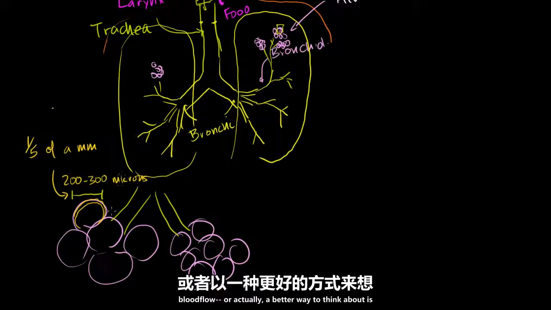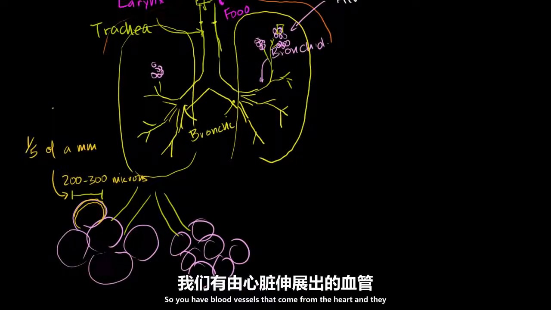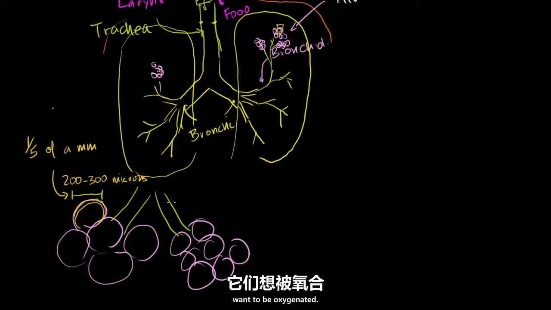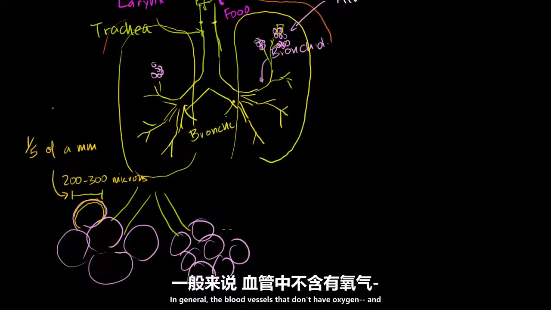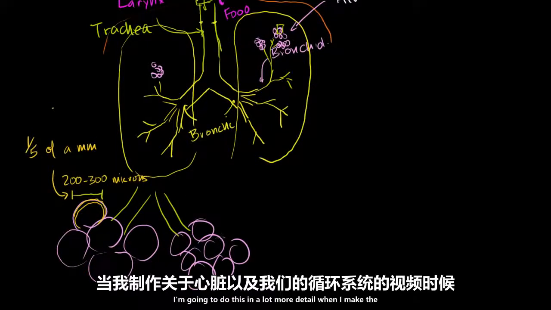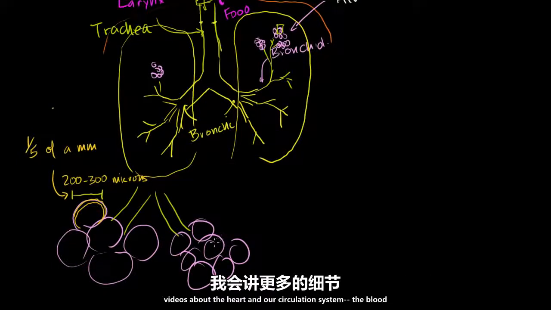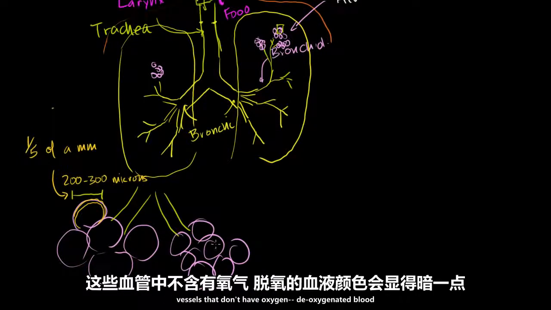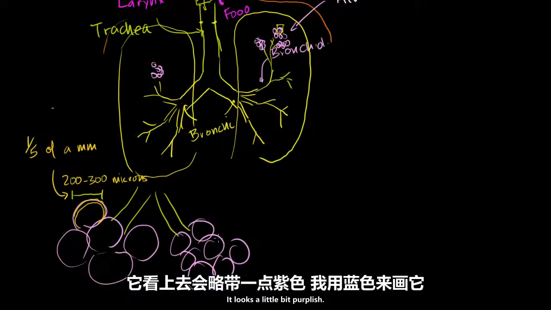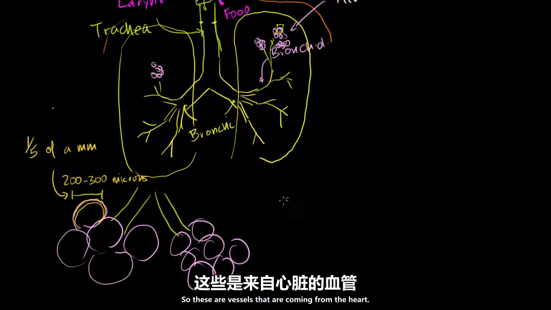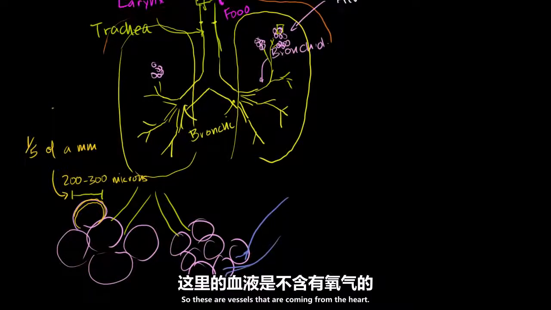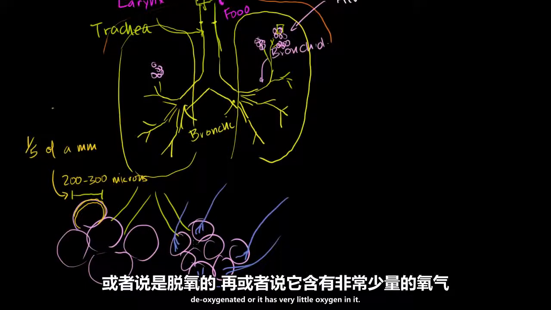Or actually, a better way to think about it is that our circulatory system passes right next to each of these things. So you have blood vessels that come from the heart, and they want to be oxygenated. I'm going to do this in a lot more detail when I make the videos about the heart and our circulatory system. The blood vessels that don't have oxygen, deoxygenated blood, is a little bit darker, it looks a little bit purplish, so I'll draw it as blue. So these are vessels that are coming from the heart. So this blood right here has no oxygen in it, or it's been deoxygenated, or has very little oxygen in it.